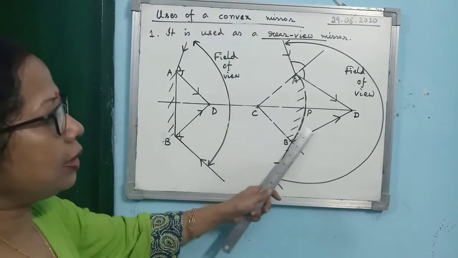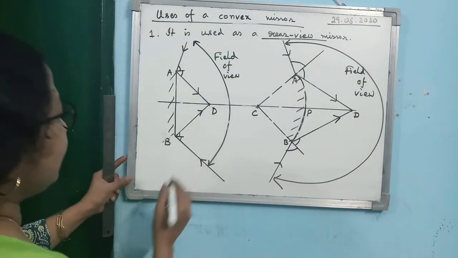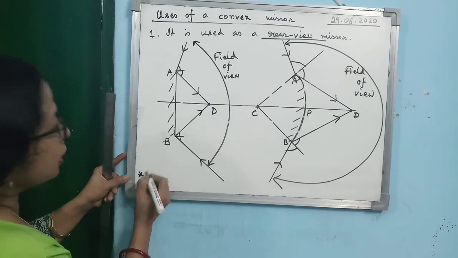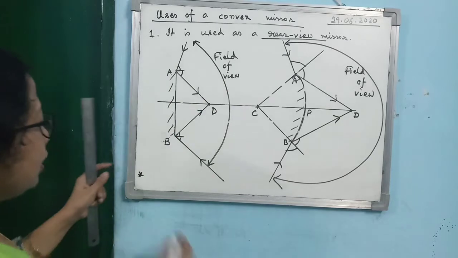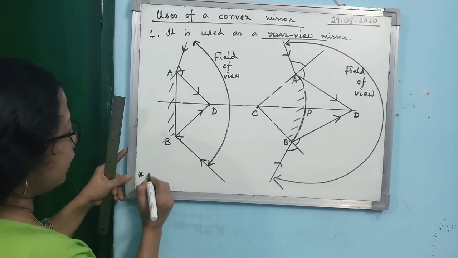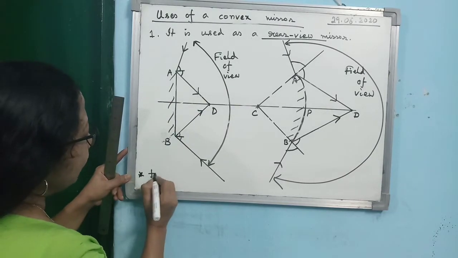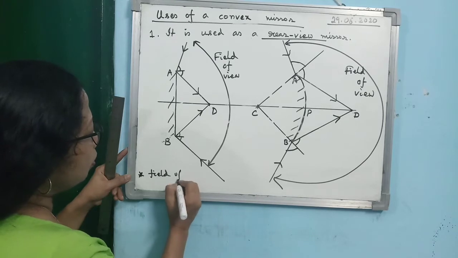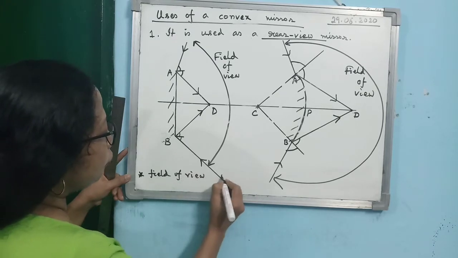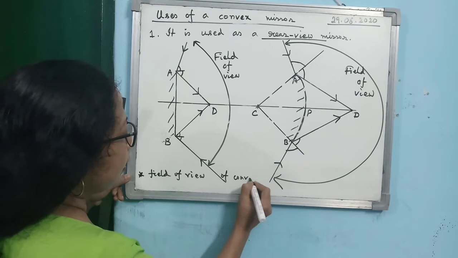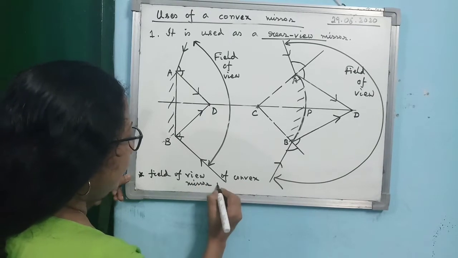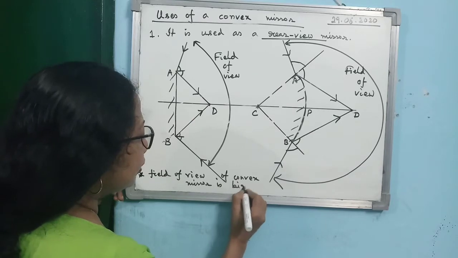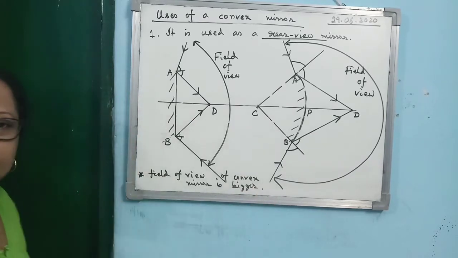So these two diagrams everybody should practice. Then what is the cause that the rear view mirror is a convex mirror, you write it down, the 2 points. Field of view of convex mirror is bigger. Is that clear?